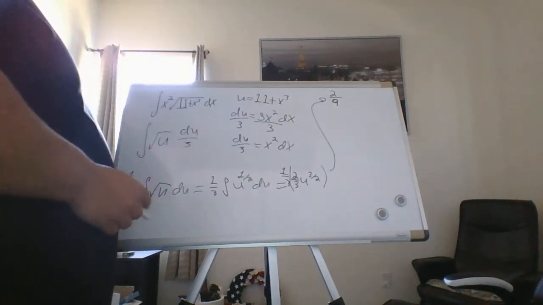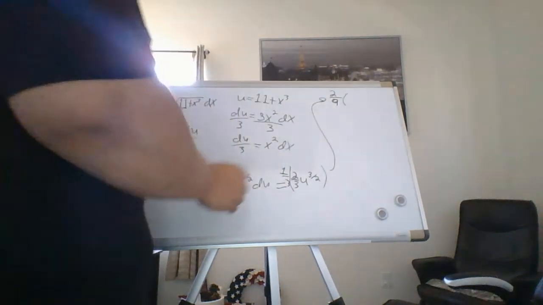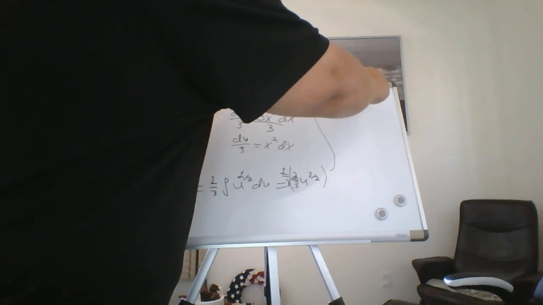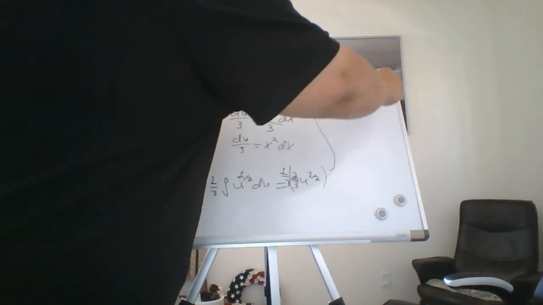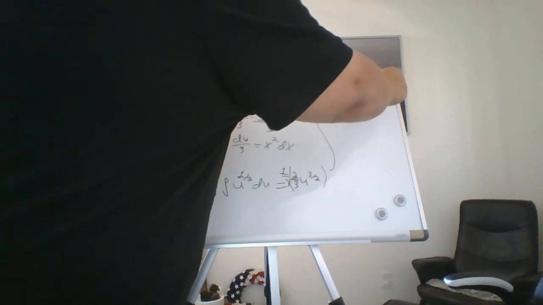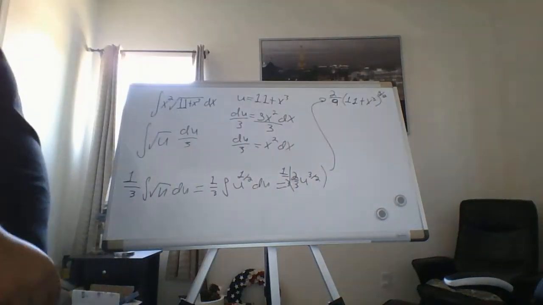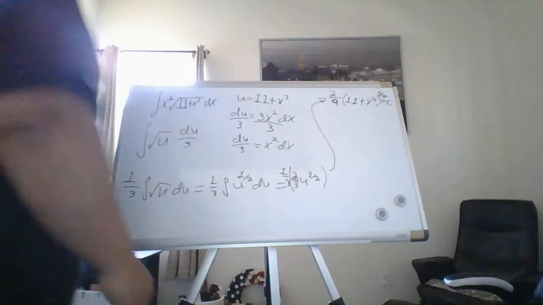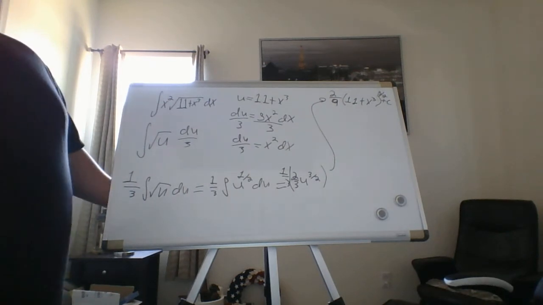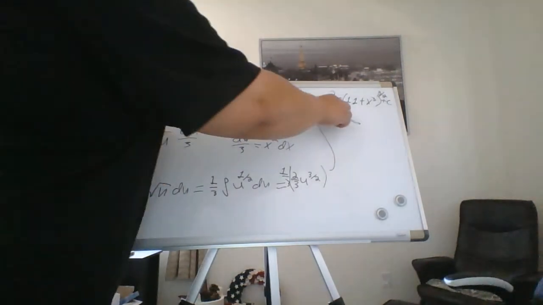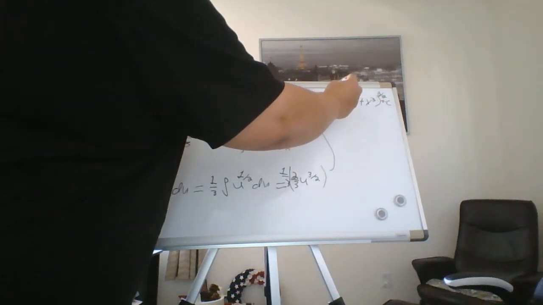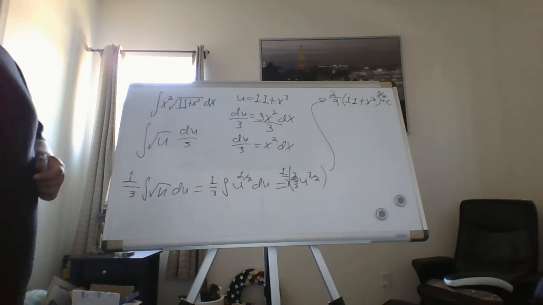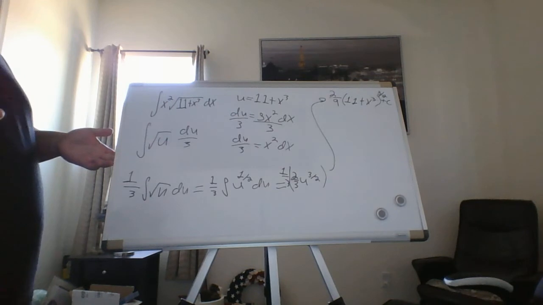So 2 times 1 is 2 over 3 times 3 is 9, and that's simplified. Then we can put in parentheses, re-put back in the u, which is 11 plus x cubed, to the 3 over 2 power. And then we have to put a plus c. Easy, simple, and not a lot of paperwork.